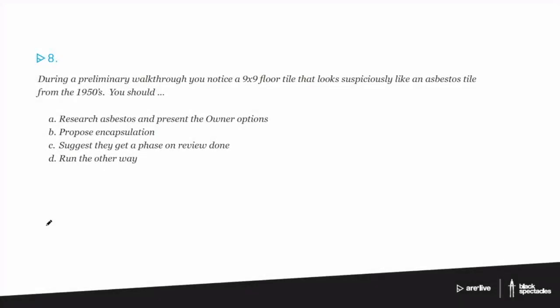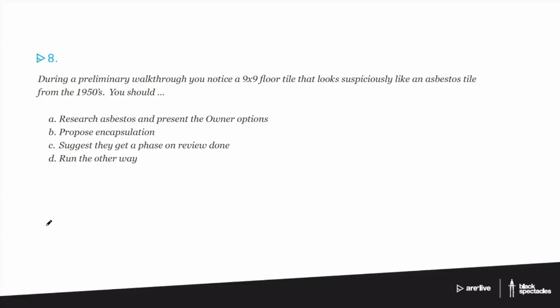During a preliminary walkthrough, you notice a 9x9 floor tile that looks suspiciously like an asbestos tile from the 1950s. You should, A, research asbestos and present the owner options. B, propose encapsulation, which would be covering it over and leaving it there.